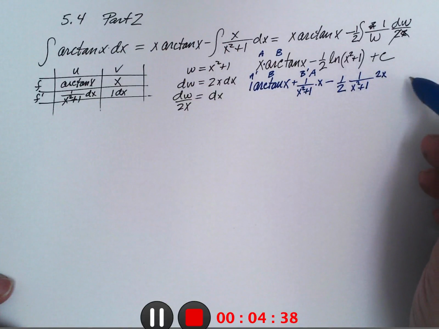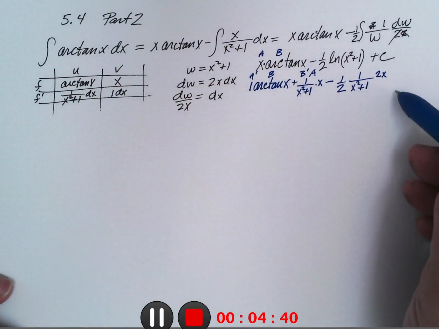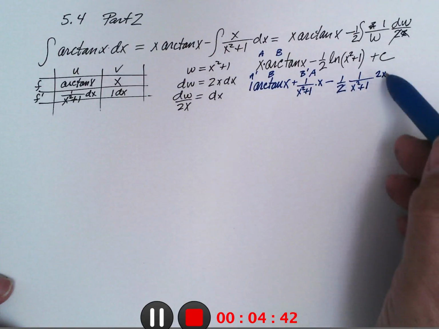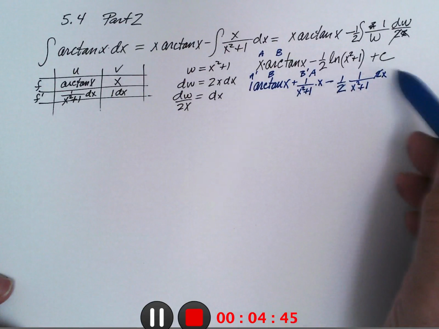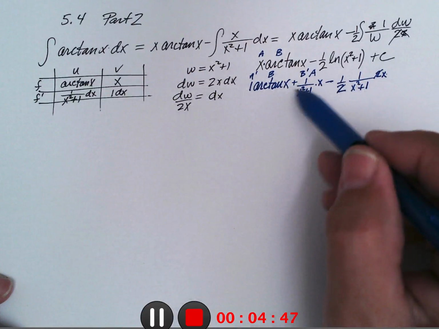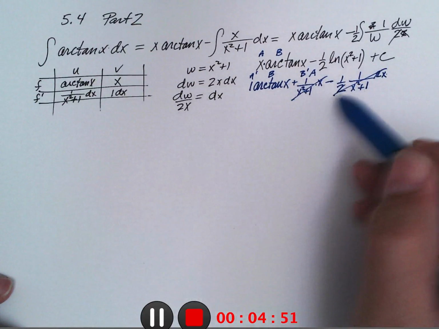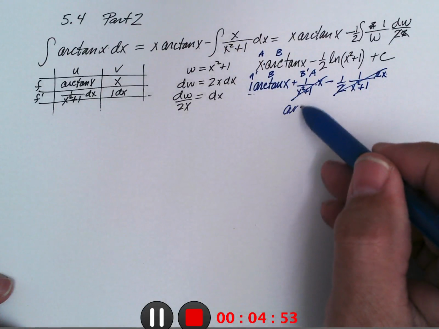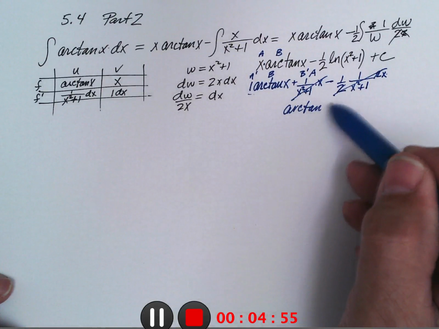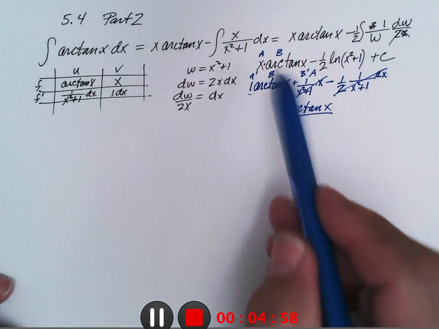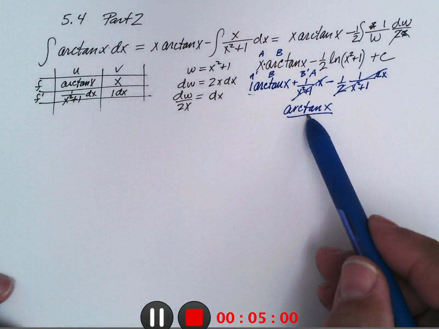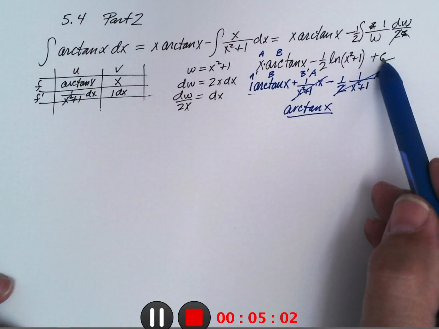So this is what I have. And the 2's cancel, and so I've got negative x over x squared plus 1 and plus x over x squared plus 1. Those cancel, and I'm left with just arctangent x. So the derivative of this is arctangent, so this is the antiderivative of the arctangent.